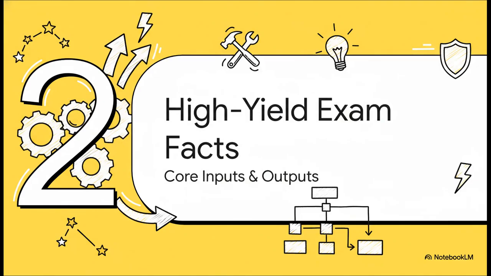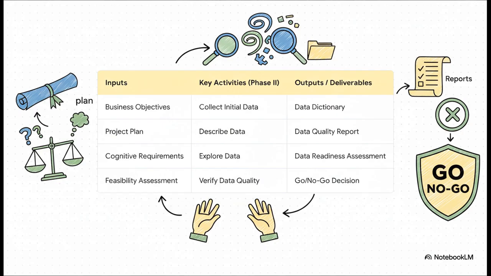Now that we know where we are, let's talk about the high-yield facts you absolutely have to have memorized. This is your core toolkit for the exam. This table really lays it all out beautifully. On the left, you've got your inputs, basically your plan from phase 1. Now look at the key activities in the middle. Collect, describe, explore, and verify. Notice those verbs? They're all about investigation. They're passive. You're assessing, you're not changing. And what comes out the other end? The outputs? It's not a model, it's reports. And most importantly, it's a decision: the data readiness assessment, which leads to a formal go or no-go call on the project.